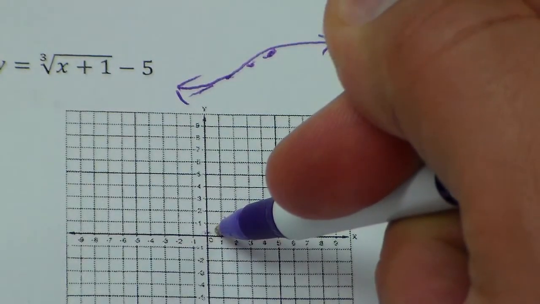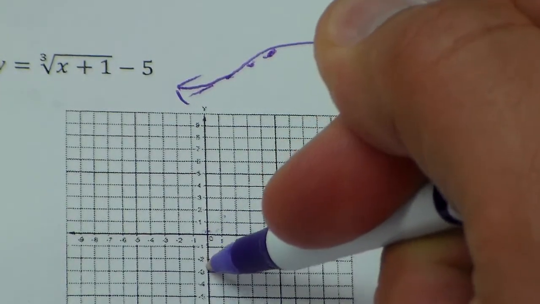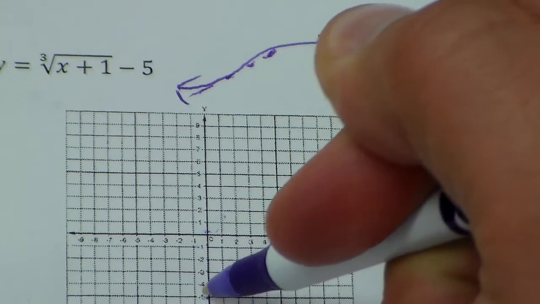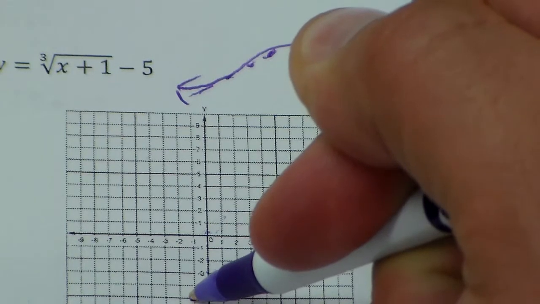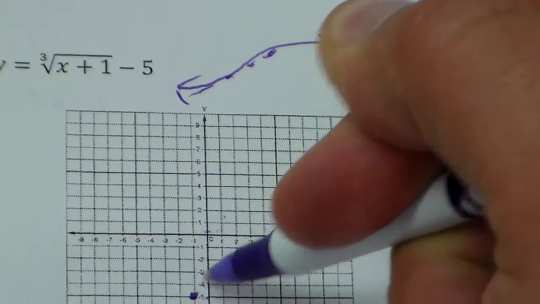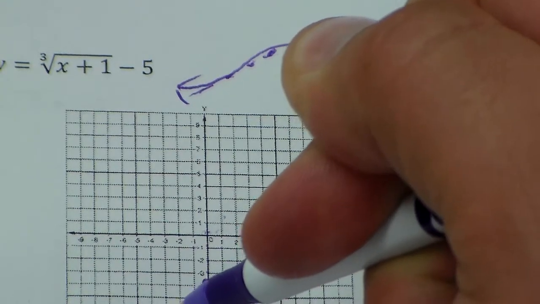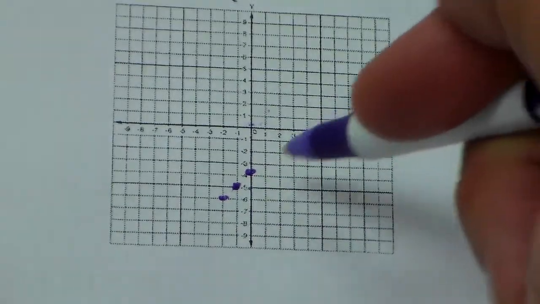What you're going to do now is shift down 5, 1, 2, 3, 4, 5. And then that plus 1, you think right 1, but it's actually opposite, left 1. So you put a dot there. That's the center of your cube root. And you're going to go over 1, up 1, and down 1 from the center, back 1, down 1, back 1 right there. And so there are our 3 dots.